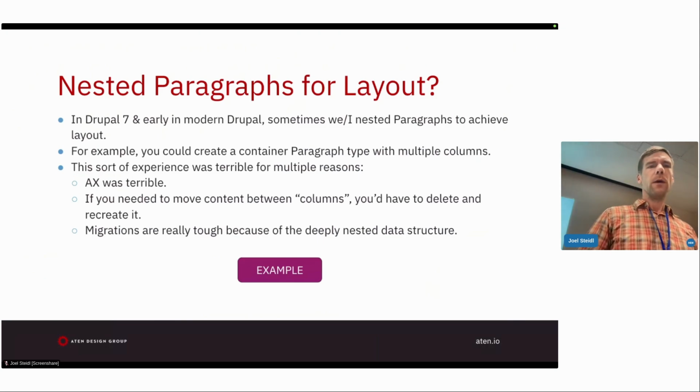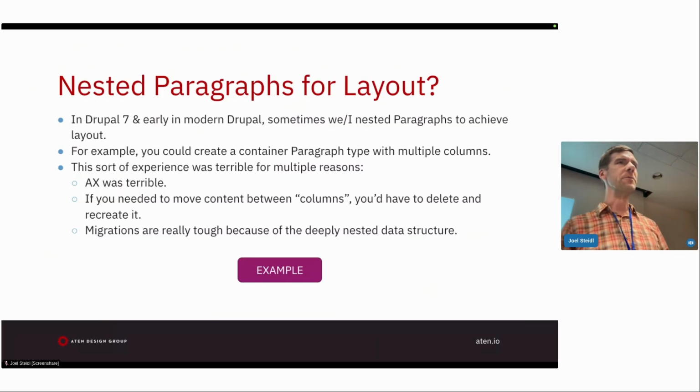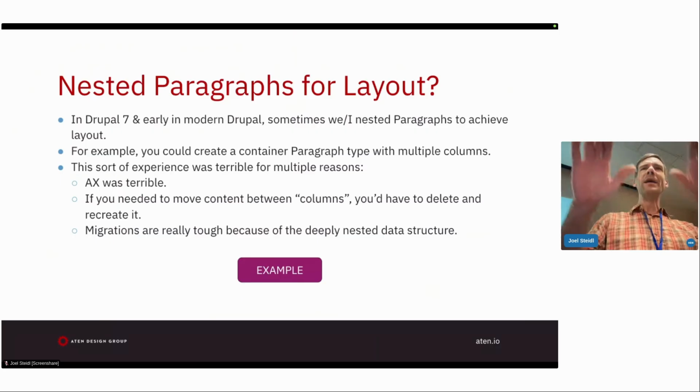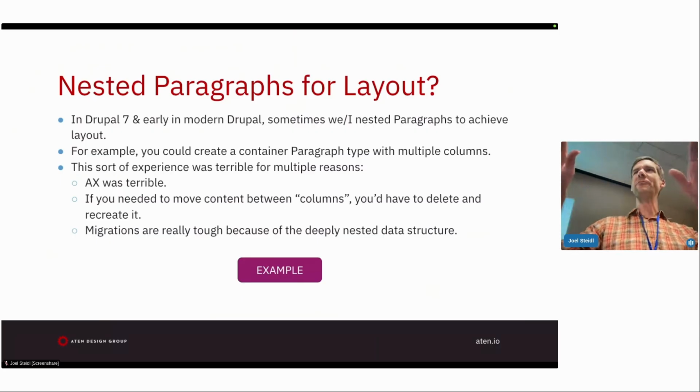All right, so real quickly, I want to go back in time and talk about past sins a little bit. Maybe some of you did this in Drupal 7 or maybe early in Drupal 8, but I would create something called a container paragraph that maybe had columns baked into it, right? So my container paragraph would have a right and a left column, and then you could start adding content that way.